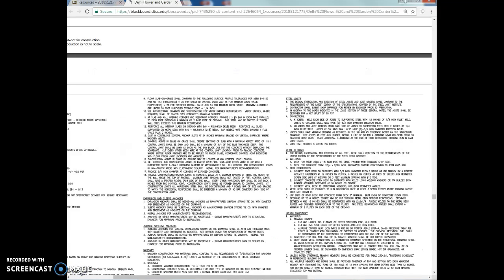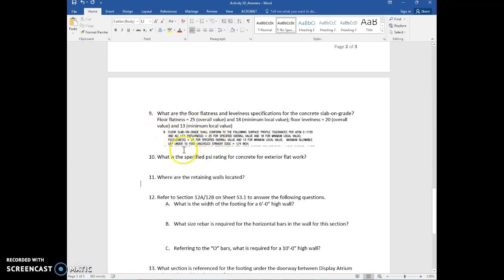Okay, so for question number 9, we have to look at S5.1. So you can see that it says floor slab on grade shall conform to the following surface profile tolerances per ASTM. So that's the Society for Testing and Materials. But it does say that the floor flatness should be 25 for specified overall value and 18 for minimum local value. And then it gives you the levelness, 20 for specified overall value and 13 for minimum local value. Again, make sure that you write it out and show the screen capture.